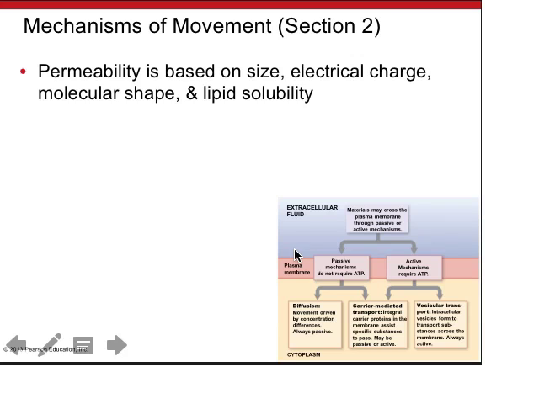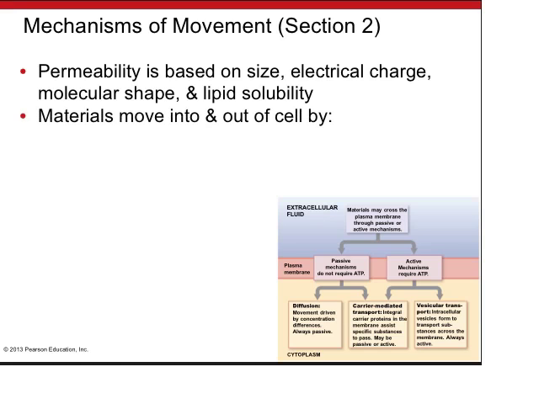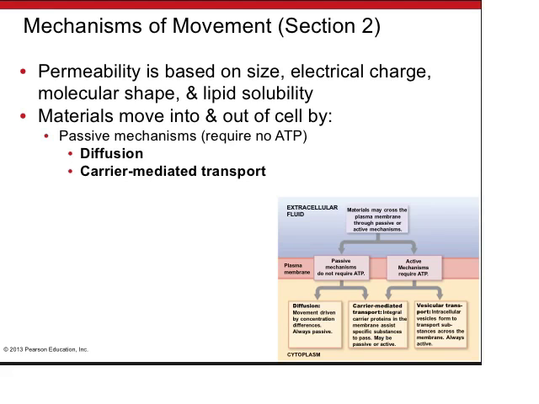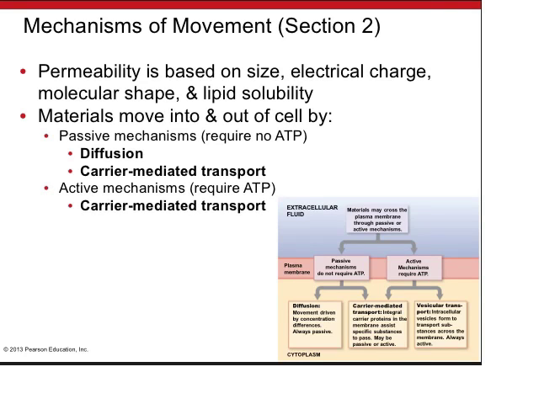So how is it that the cell allows stuff to penetrate the cell membrane? The permeability of substances is based on their size, their electrical charge, their shape, and their lipid solubility. Materials move in and out of the cell through passive mechanisms that don't require ATP. Examples of this include diffusion and carrier-mediated transport and osmosis, which is the diffusion of water. Active mechanisms need ATP, and these include carrier-mediated transport and vesicular transport. And you can see these diagrammed here in the inset. Okay, so make sure and review this figure in your text.